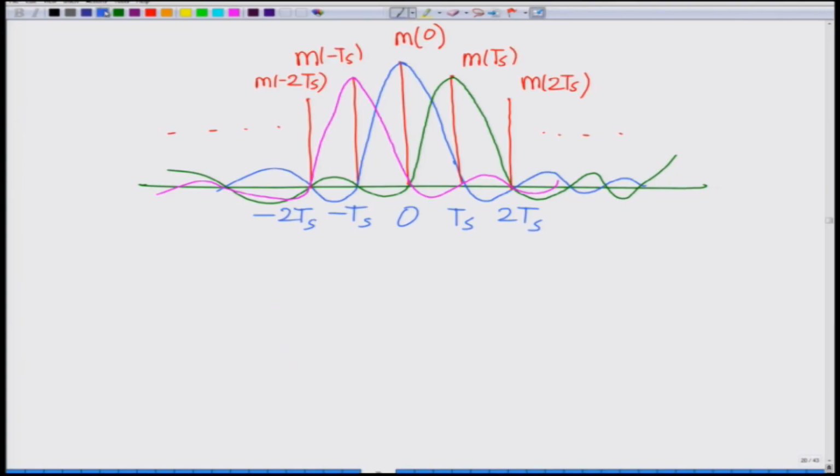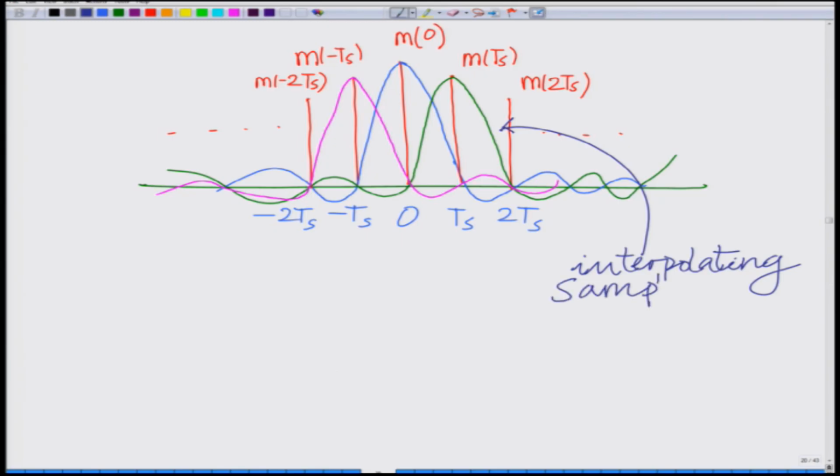What we are doing essentially is that we have these samples and we are interpolating them to create the original signal m of t, and this is interpolation using the sinc filter. So, literally, we are interpolating the samples using the sinc filter.